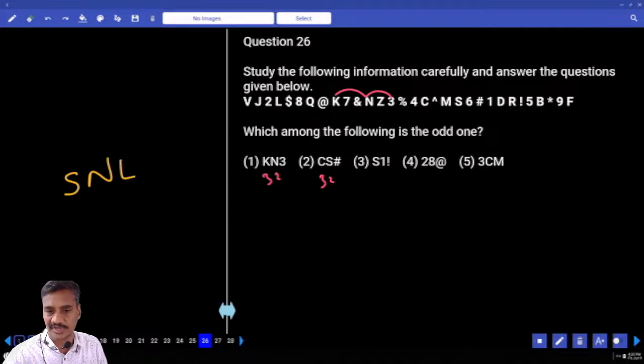Now S, 1 and exclamation. S to 1, 1, 2, 3. Then here the difference is 3 and 3, and in the remaining it is 3 and 2. Choice 3 is the odd one, question 26.